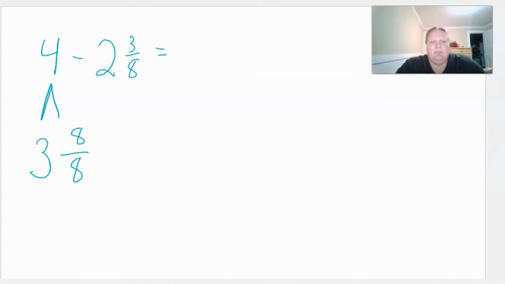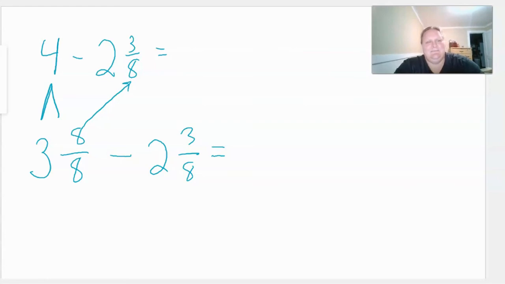Where did that come from? Because we need the denominators to be the same. Can we solve that? Yes. All right, let's give it a try. What's the first thing? Next.